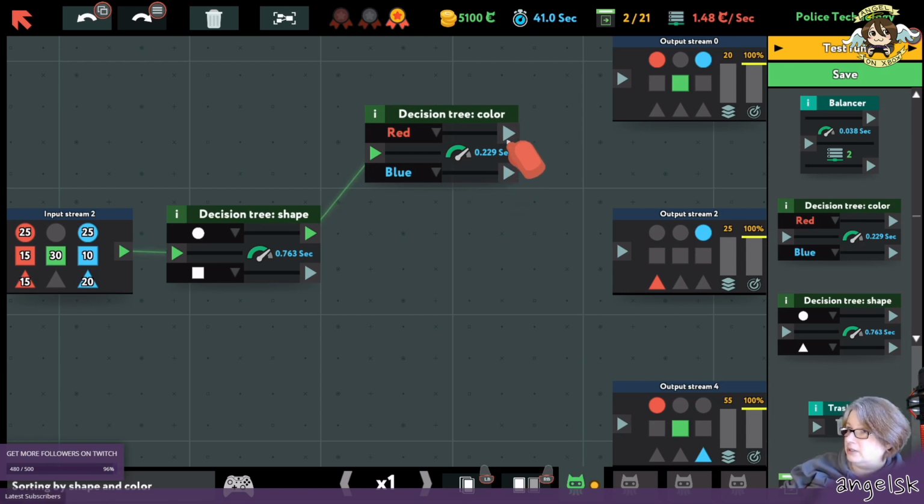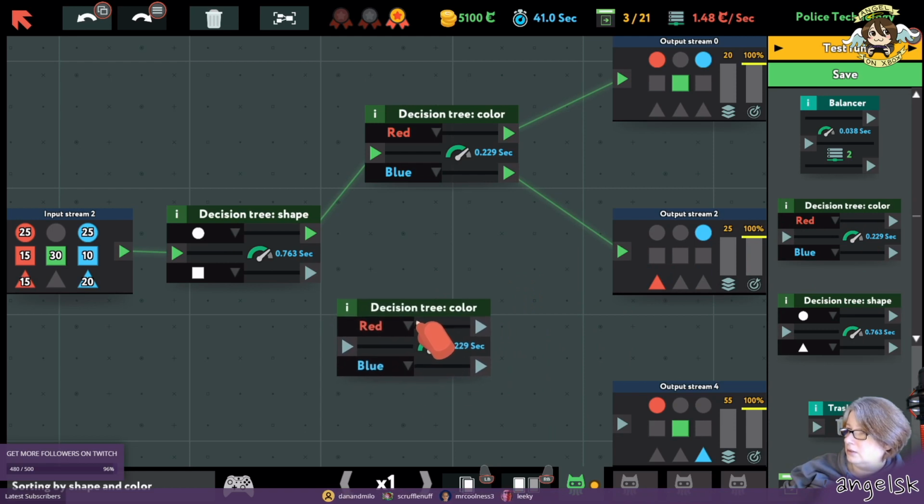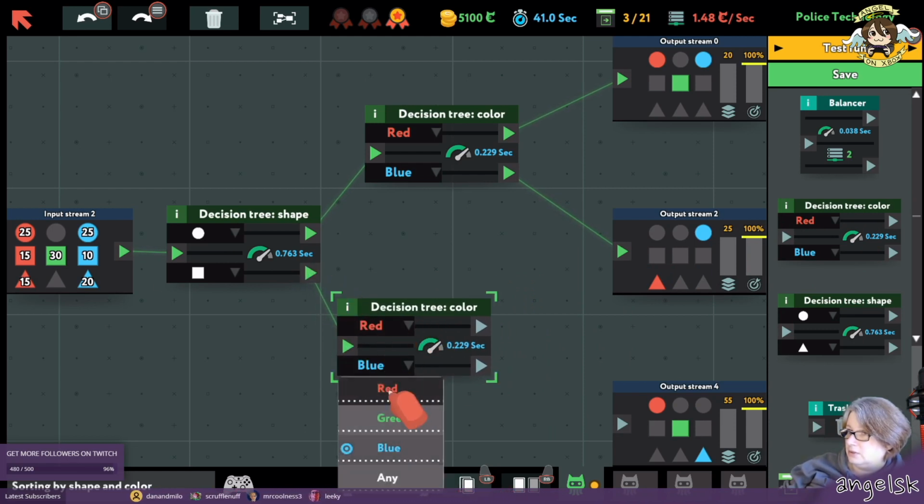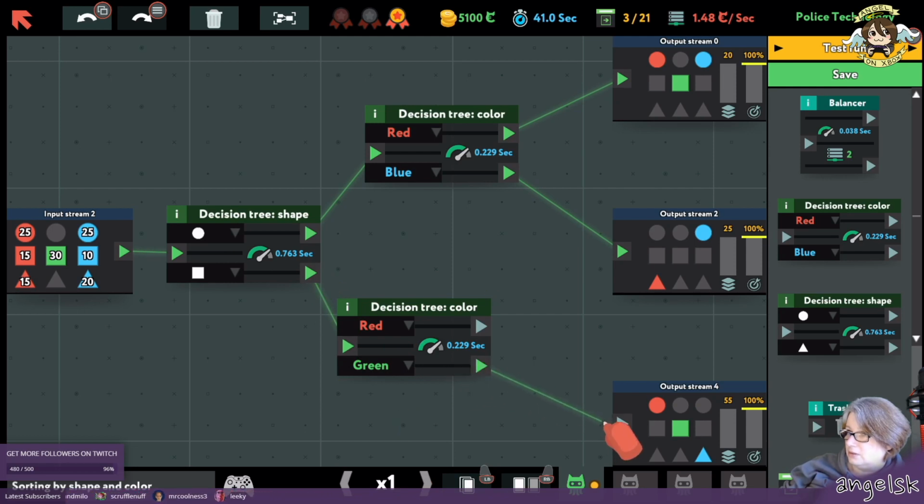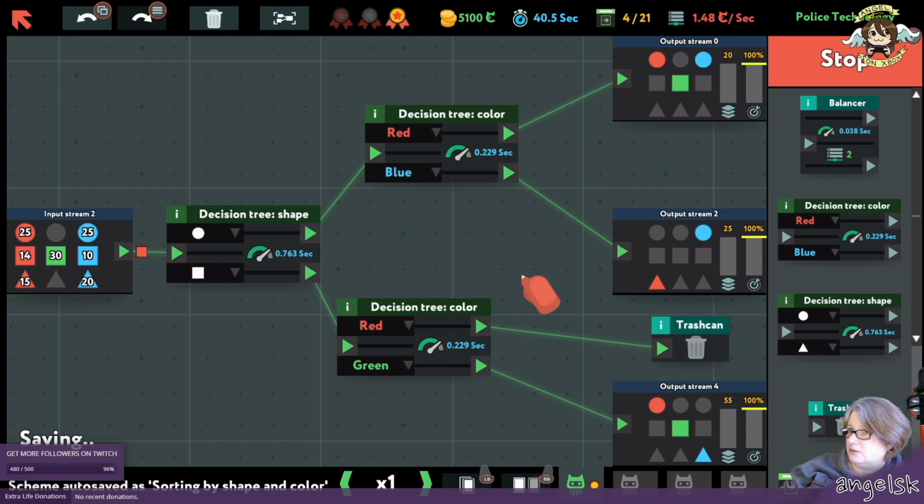So let's say red circles go up here, blue circles go here. So it's 25 of each of those. That's fine. Okay, so then squares. Let's put green squares down here and trash the rest. This is oversimplified and is not 100% accurate, but let's just run that and see what it gets.